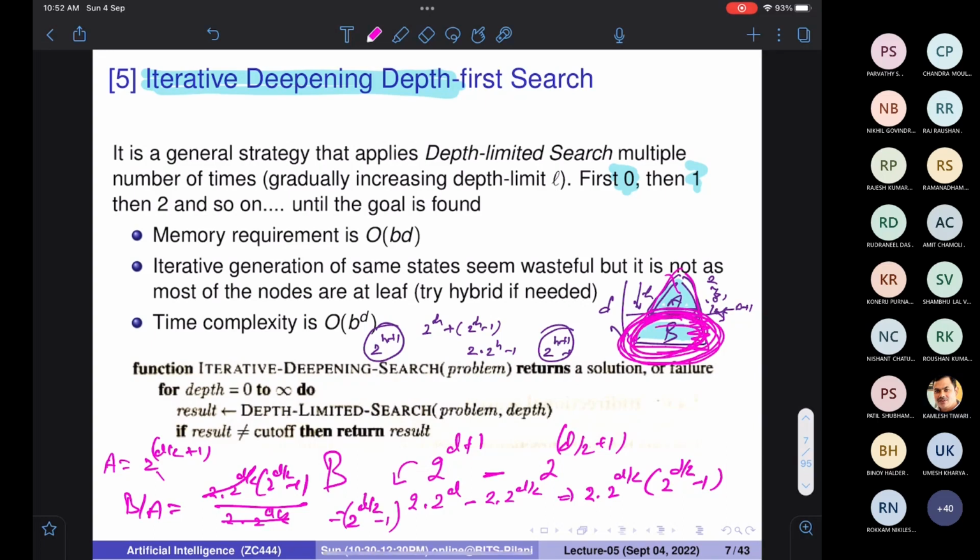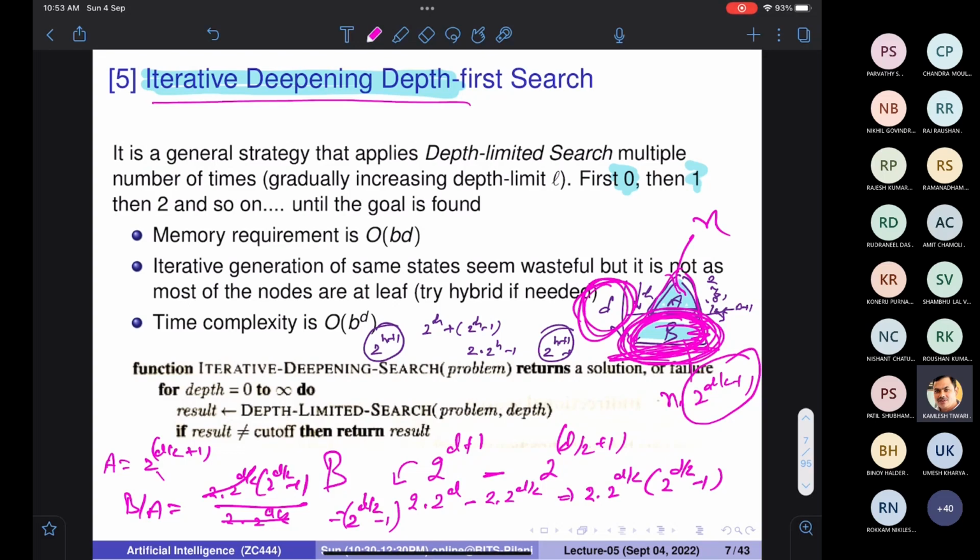You can see if here is x items, here is x multiplied by 2 to the power d by 2 minus 1, and d is not a small number here. We are assuming d is a depth and that's a big number. So the number of items which are actually in B is going to be too large, and that's why this idea of iterative deepening is not a very bad idea. It's actually a fine idea, because most of the time when you are increasing the depth, you are getting a lot more items as compared to the previous items that you have done earlier.